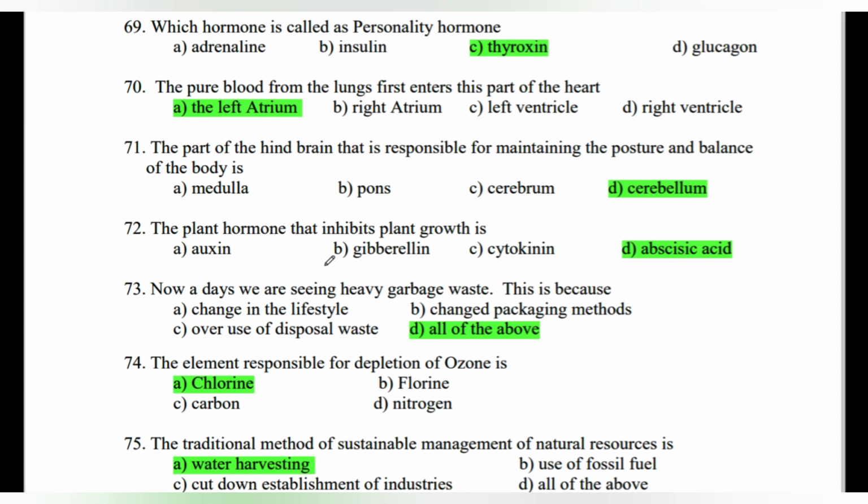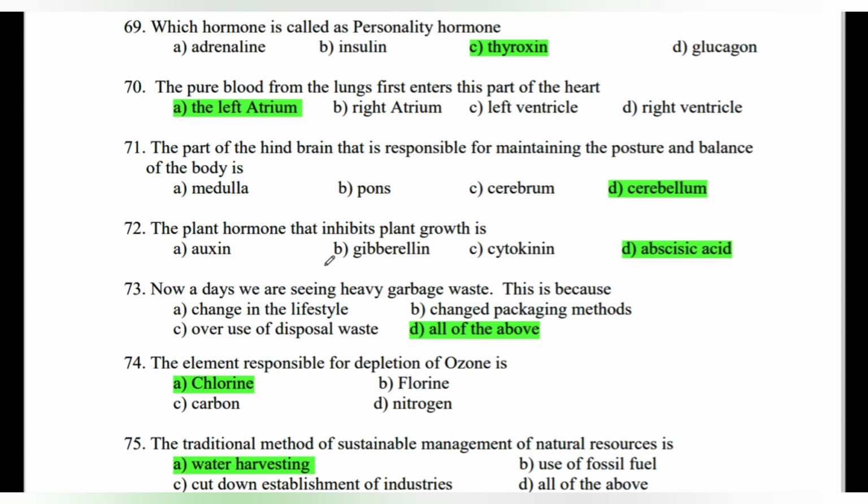The plant hormone that inhibits plant growth is abscisic acid. Nowadays, we are seeing heavy garbage waste. This is because of change in our lifestyle, changed packaging methods, overuse of disposable waste. The correct answer is option D, all the above.